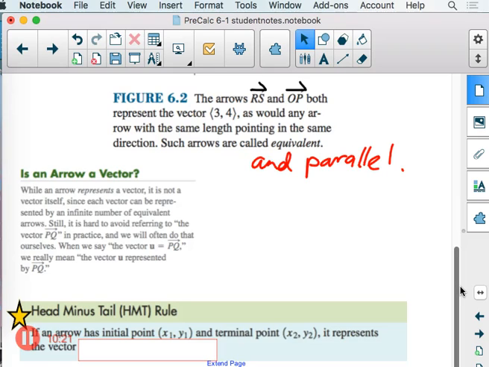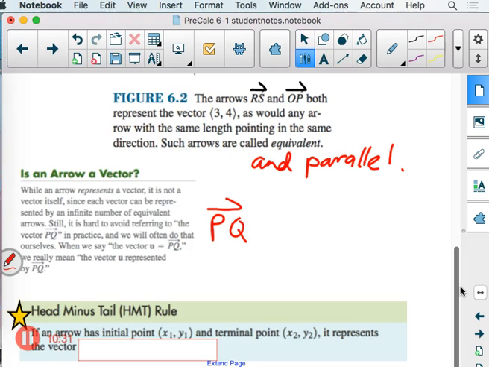Still, it says it's hard to avoid referring to the vector PQ without that notation in practice. And that's why most books will not put that line on the top. Most books, especially anything you take at college, there's a class usually called Vectors and Matrices, will have that notation instead of the arrow. So in practice, we're going to do that. We're going to call this vector PQ, but we know it doesn't go on forever. We know that arrow is for direction.